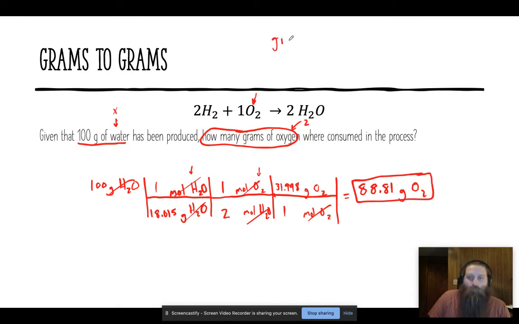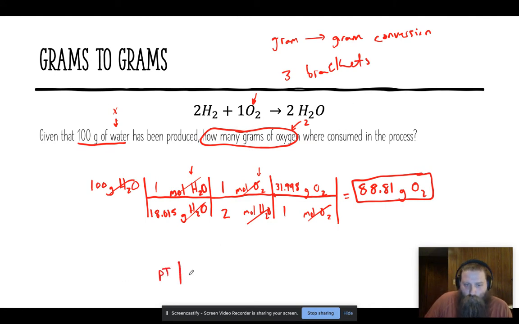This is a gram to gram conversion. It will always take 3 brackets to do that. I know that going in. It's just something that we can memorize. The brackets are always going to look like this. Periodic table, balanced equation, periodic table. Like that's where I'm going to get the information from.